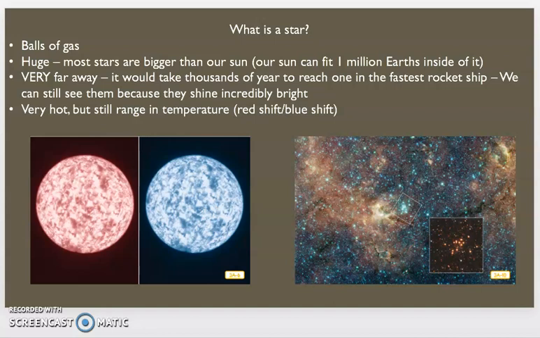Stars, as we see them, look pretty tiny in the sky, but they're actually huge. And most of the stars that we can see in the night sky are bigger than our sun.